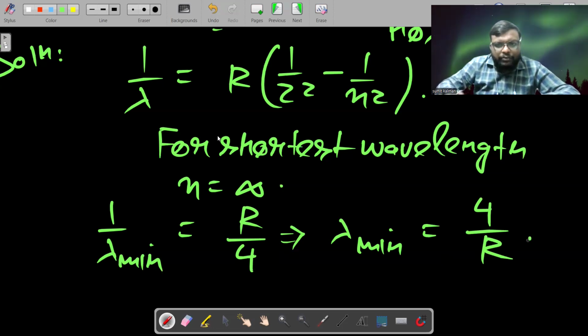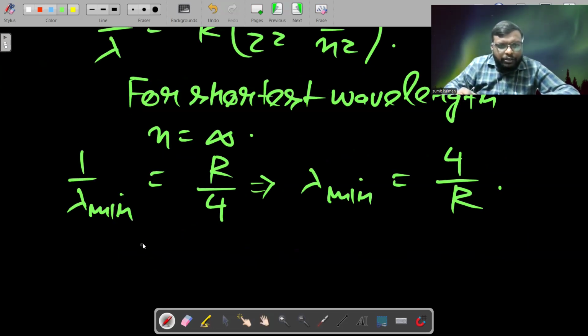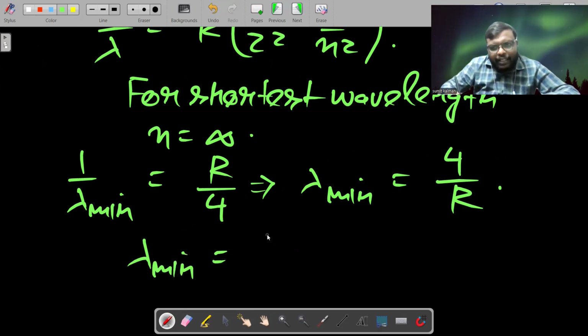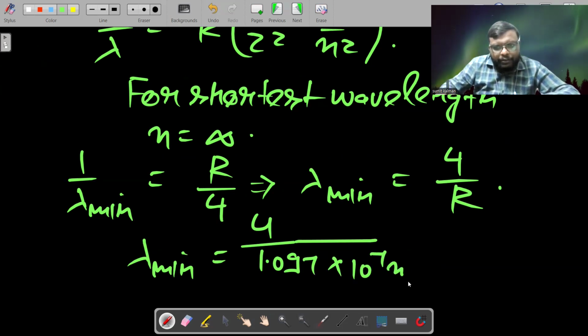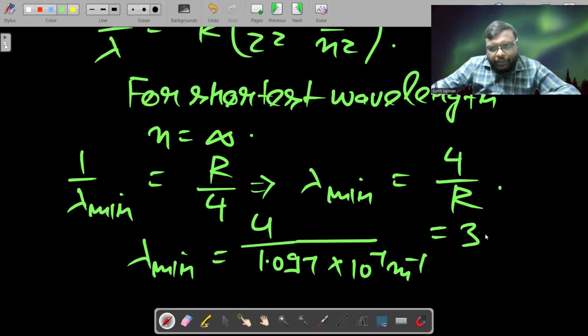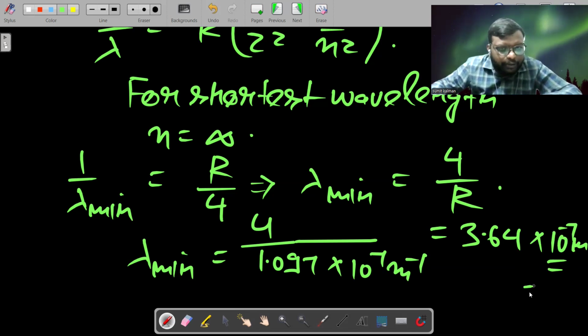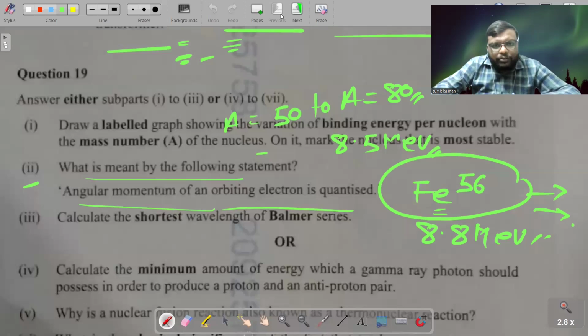Now students, we'll proceed for the next step. So here we'll put the values of R, that is R is a Rydberg constant, 4 upon 1.097 into 10 to the power 7 per meter. And here students, if you will simplify this, it will come out to be 3.64 into 10 to the power minus 7 meter. So this is the shortest wavelength of Balmer series. So this was the solution of this problem.